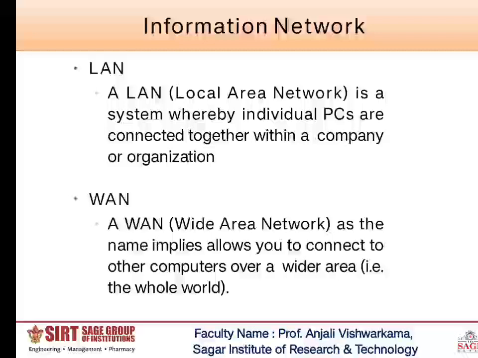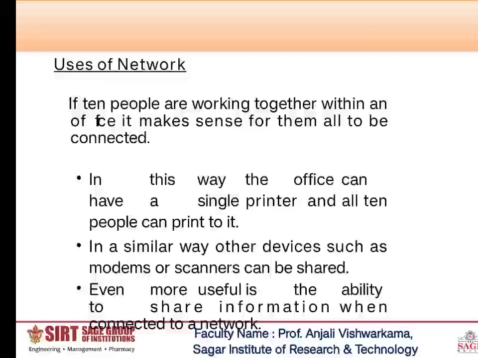LAN is a local area network. Whenever we have to provide a connection from building to building, we can use the LAN connection. It is a system where individual PCs are connected together within a company or organization. WAN, wide area network, is a connection that provides connectivity all over the world. We can connect with networks or with people all over the world. MAN is a metropolitan area network, where one city is connected to another city.